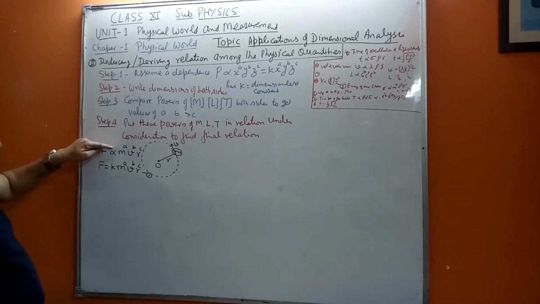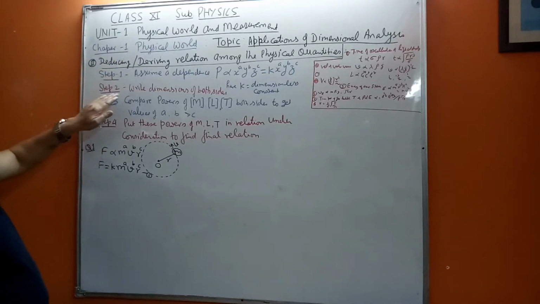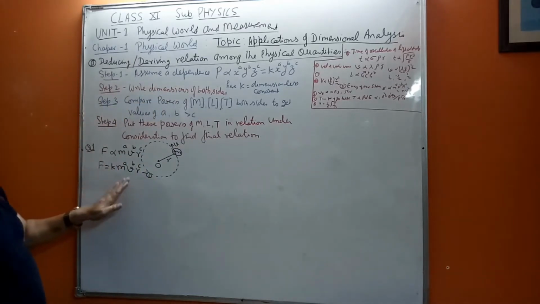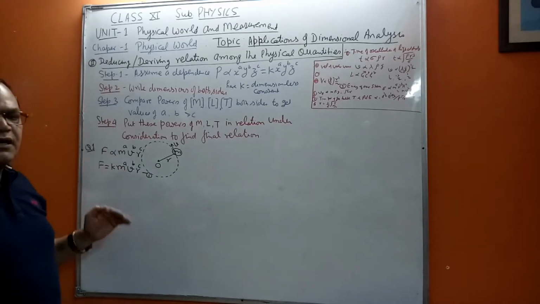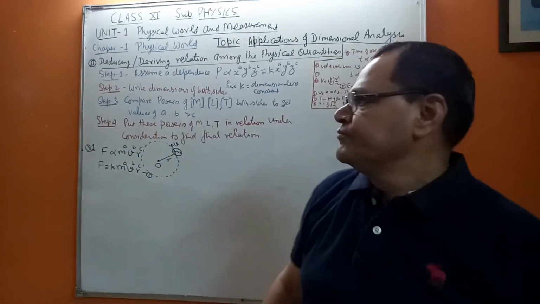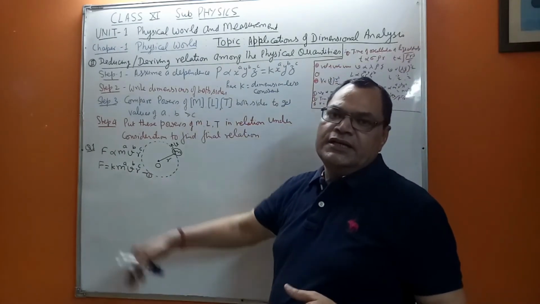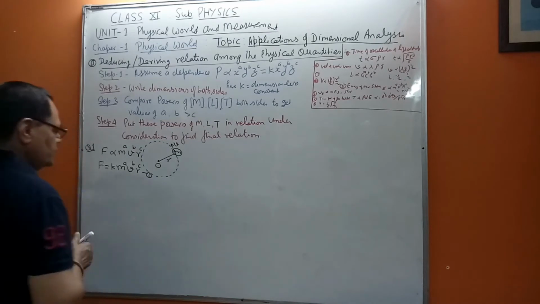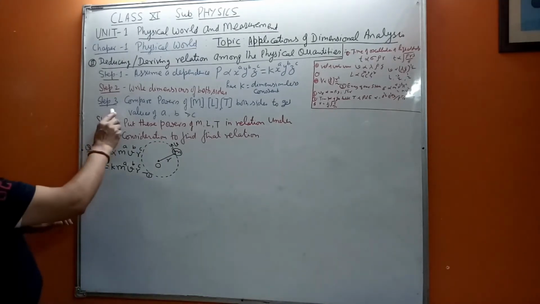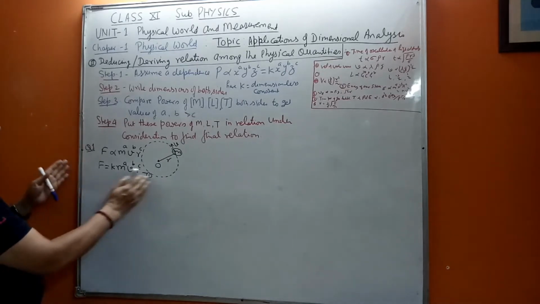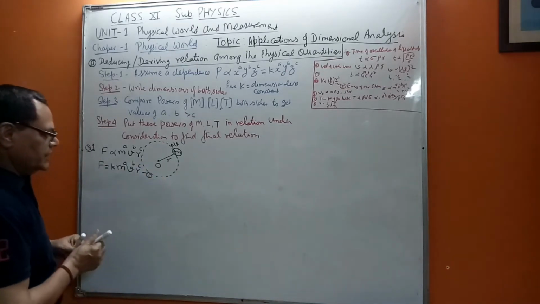In this way we have used two steps. The first step, we assume the relation, and in the second step we have written some unknown powers a, b, c. Now our main purpose is to find these values of a, b and c, and after finding them we will substitute those values here to get the final relation on the basis of dimensions. Now the third step is we write the dimensional formula of both sides.